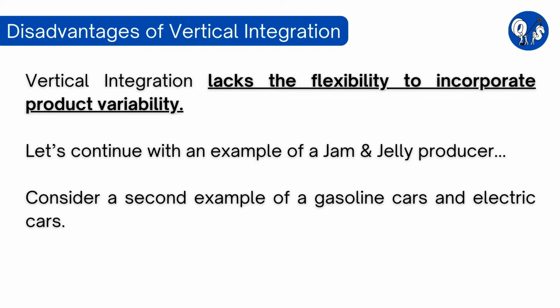Consider a second example of a gasoline car and an electric car manufacturer. People are shifting to electric cars. Now, if any car manufacturer of gasoline cars is vertically integrated, how is he going to build electric car engines? His whole infrastructure is designed to produce gasoline cars only. So it is quite difficult for vertically integrated organizations to incorporate product variability and respond to market changes. In other words, vertical organizations are less agile.